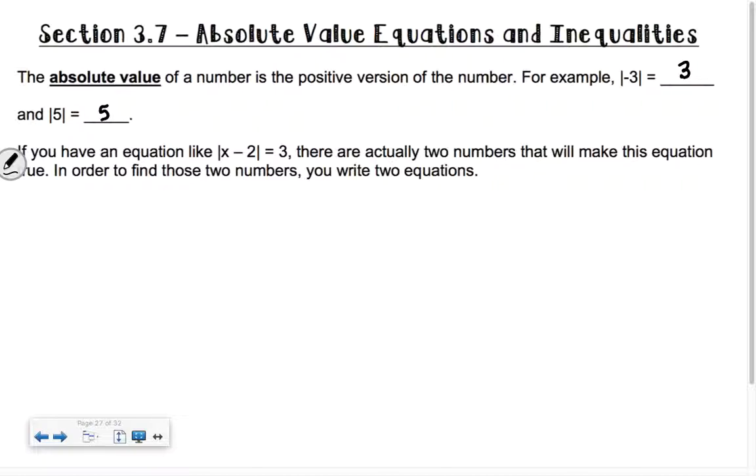So if you have an equation like absolute value of x minus 2 is equal to 3, what we're saying is that when we take the absolute value of whatever's inside, we get a positive 3 out. So that means that this part that's on the inside, x minus 2 could be equal to 3, or x minus 2 could be equal to -3. Because when we take the absolute value of it, that's how we're getting 3 out. So we have two equations, and we solve both of them.